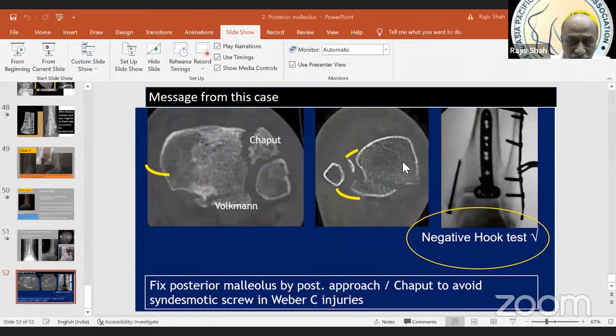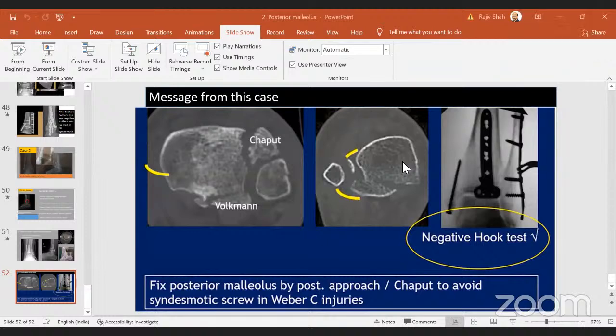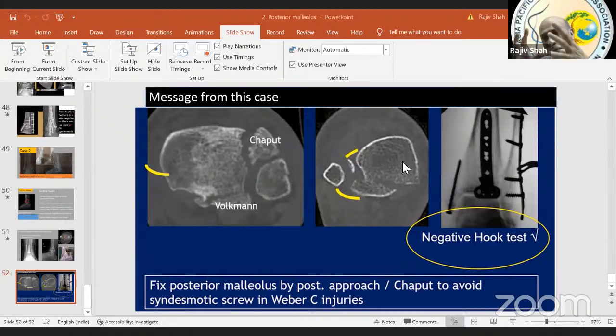As said, there is no limit to doing it, but yes, as you go up, the space gets closed and more and more muscle mass comes in your way. How often can we miss a Chaput fracture?